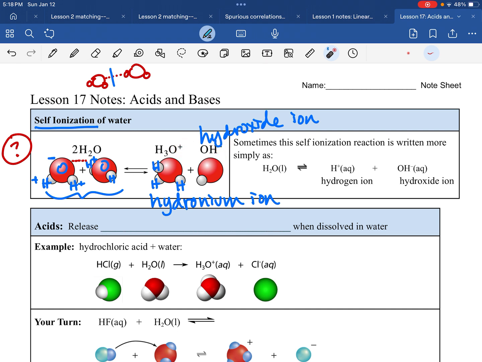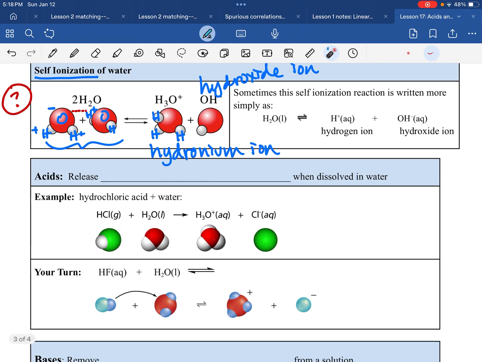Sometimes the self-ionization reaction is written more simply as just one water molecule losing a hydrogen and then being left with a hydroxide. But in reality, that one hydrogen does not stay by itself. It actually will join on to another water molecule to become H3O plus. But it's often written this way as a simplified version of self-ionization.